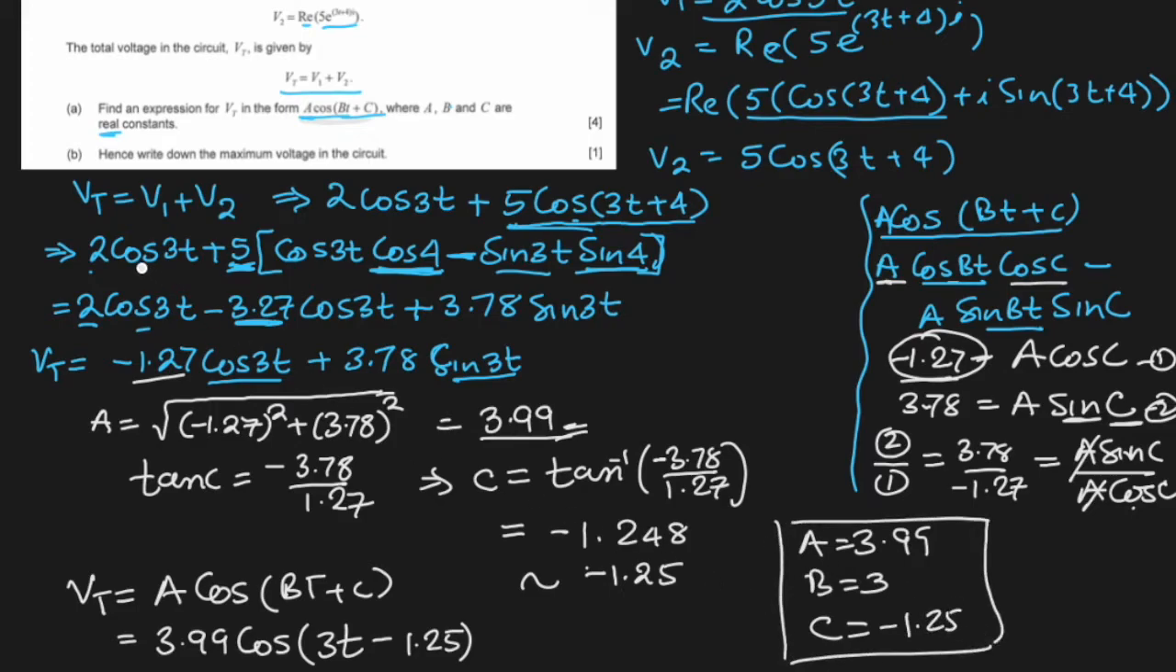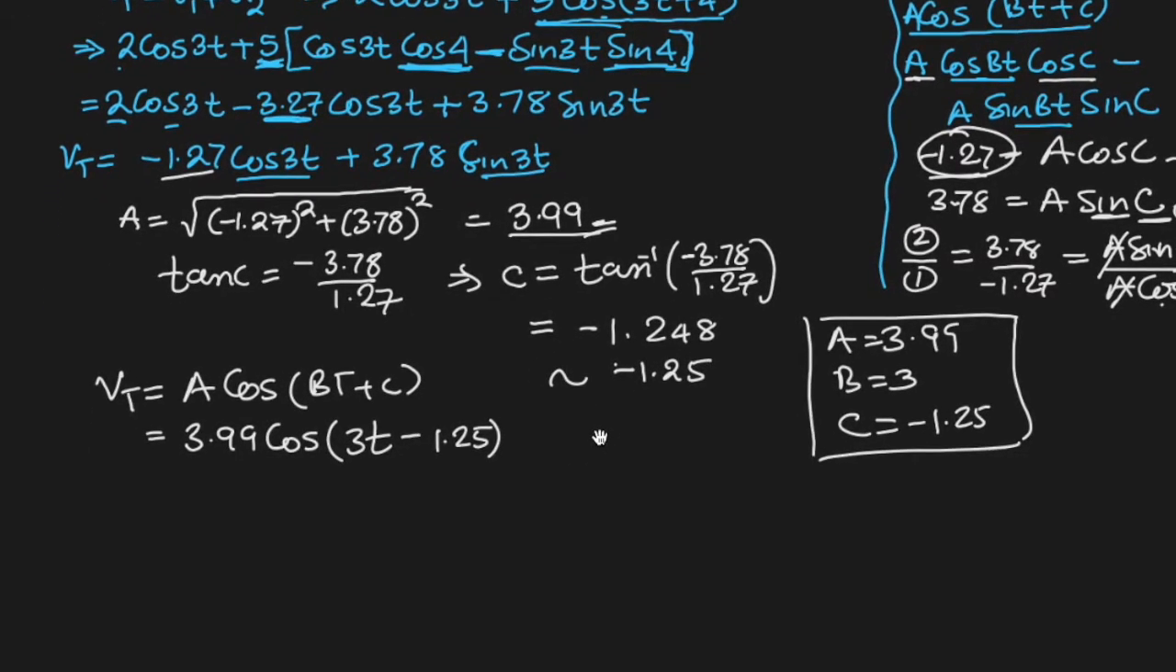This is the answer of A part. Hence, write down the maximum voltage in a circuit. Maximum voltage is always the amplitude, right? And 3.99 is the maximum. That is the amplitude, right? Negative of this will be minimum. Maximum voltage they're asking in the circuit is 3.99 volts.